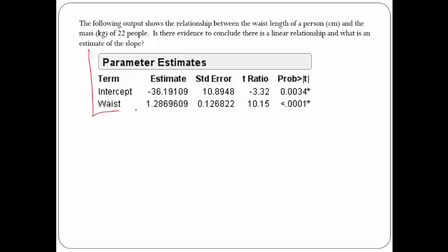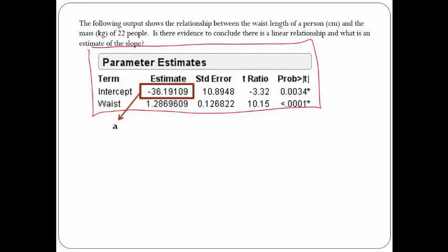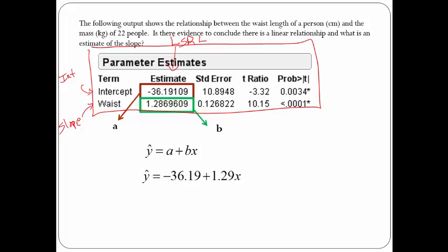A lot of times you guys have been seeing, and if you look through your FRAPPY packet, you get a ton of these data output tables. And you can actually pull your line of best fit directly from this. The top line is always your intercept line. Sometimes it's labeled intercept, sometimes it's labeled something else, but the top line is always the intercept data. The bottom line is always your slope data. So if you look at that first column, that's always your least squares regression line if you put stuff in order. So here, for this output showing the relationship between waist length and your weight, is there evidence to conclude that there's a linear relationship? So here's your line of best fit.